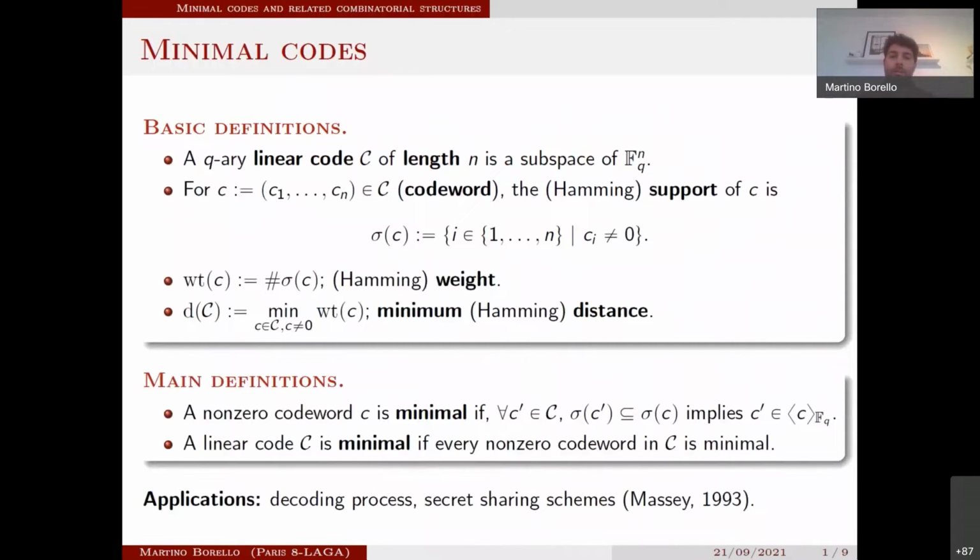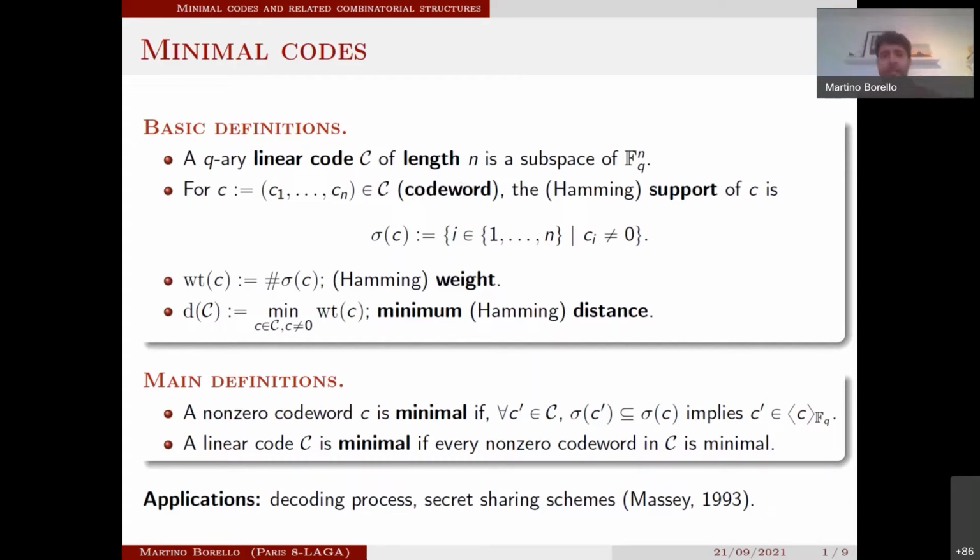Our setup is to consider linear codes, so subspaces of F_2^n. In this vector space F_2^n, we consider the Hamming metric. It is not the only one that we can consider, but for this talk, this is the metric that we use. So we have the support of a codeword, that is an element of the code, which is the set of coordinates in which the codeword is non-zero. We can take the cardinality of this set, which is the Hamming weight of a codeword, and we can take the minimum among the non-zero codewords, which is the minimum weight, which is also the minimum Hamming distance for linear codes.